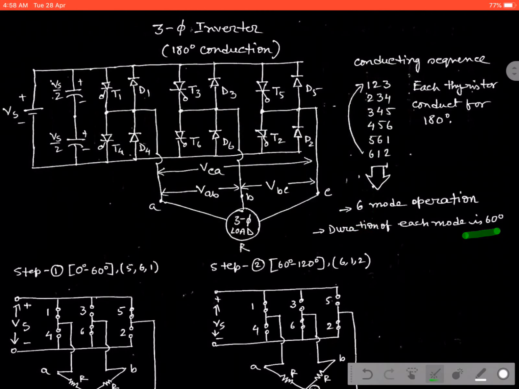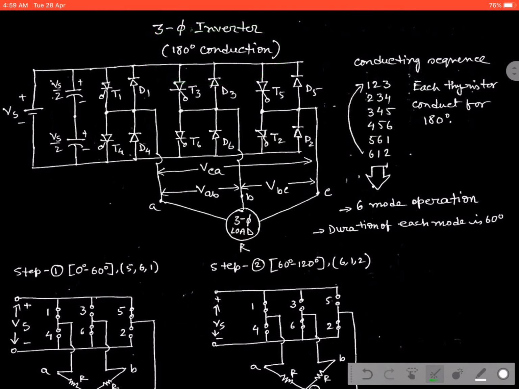Now see the switching sequence very carefully. Think about any particular switch, suppose 3. This switch 3 conducts for this mode of operation, again for the next mode, and again for the next mode. That is why we can say each switch conducts for 60 degrees plus 60 degrees plus 60 degrees. So each thyristor or switch conducts for 180 degrees. That is why the name stands for the 180-degree conduction mode of operation for the three-phase inverter.